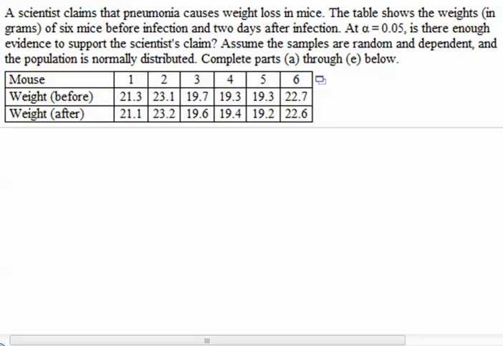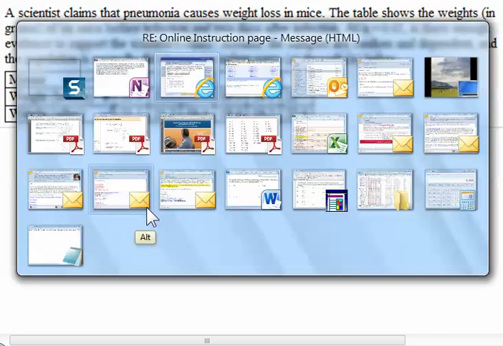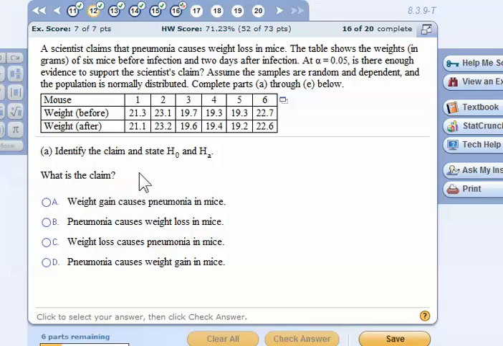A scientist claims that pneumonia causes weight loss in mice, and he takes paired data essentially here because this is the same mouse, mouse number 1, 2, 3, 4, 5, 6. It's just the mouse before the infection and then the mouse after the infection. And that's how you know it's paired data, so that's kind of significant. Let's answer the question, and I'm going to use StatCrunch to help.